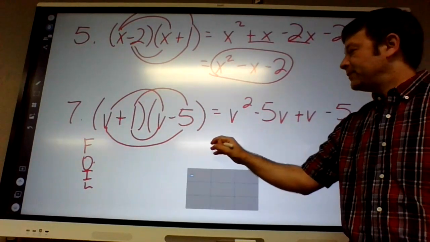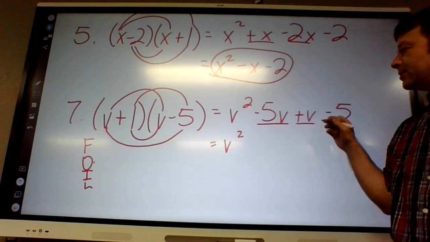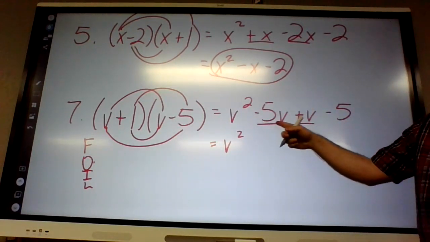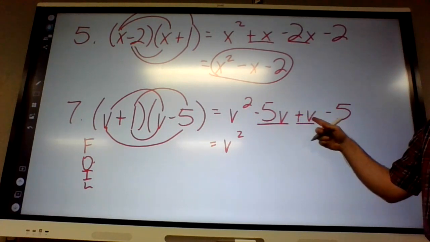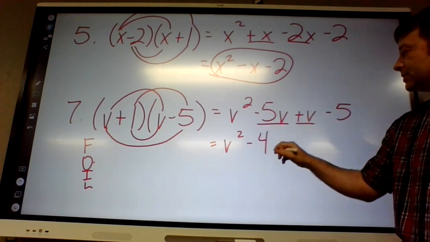And then we simplify it because these two are usually like terms. What's negative 5V plus 1V? Negative 4V.